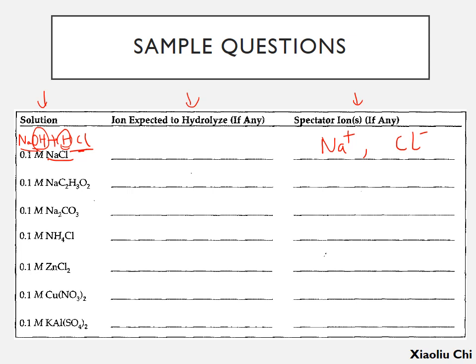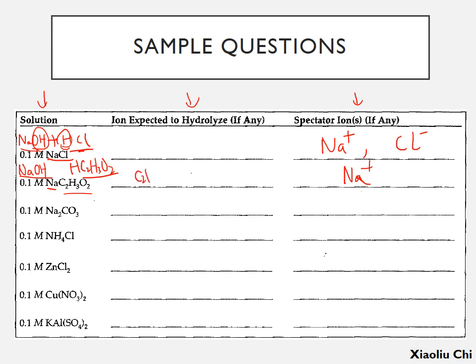Next one is sodium acetate. Here sodium comes from, again, sodium hydroxide, and acetate comes from acetic acid. We know sodium hydroxide is a strong base, so sodium ion is a spectator ion. And the acetate ion does not come from a strong acid. Instead, it's a weak acid. So the ion will react with water, go back to the weak acid, and so it will hydrolyze.